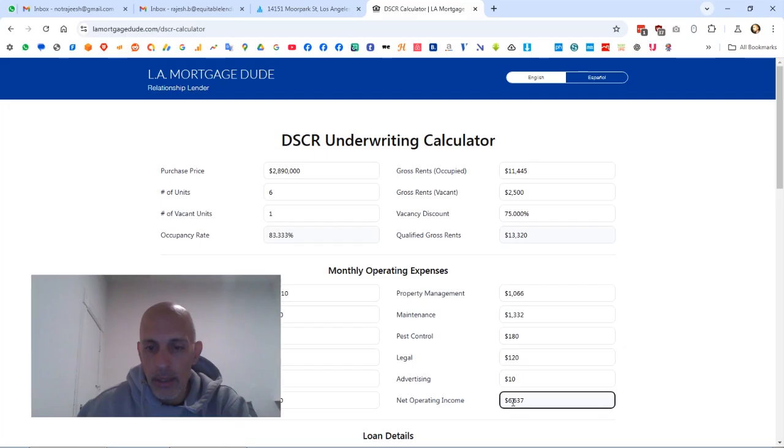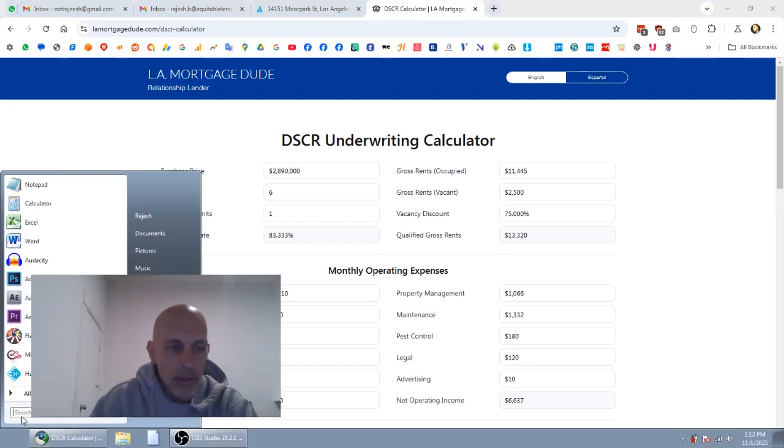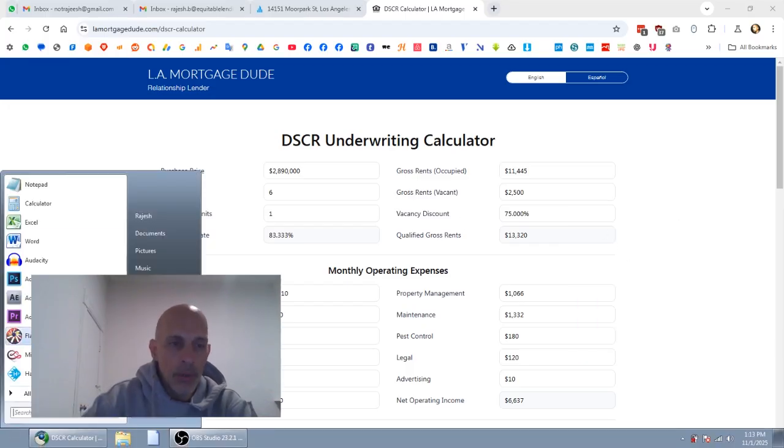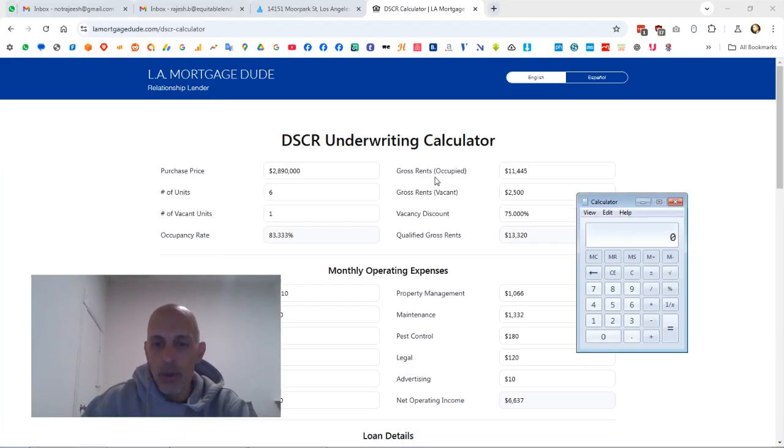Cap rate means looking at the net operating income on a yearly basis and dividing that by the sales price, or purchase price rather. So net operating income is $6,637 times 12, and divide that by 2.89, 1, 2, 3. And this is a theoretical example, so we multiply that by 100, and we get 2.76% cap rate. So that is neither good nor bad. Well, I will cancel that last statement.